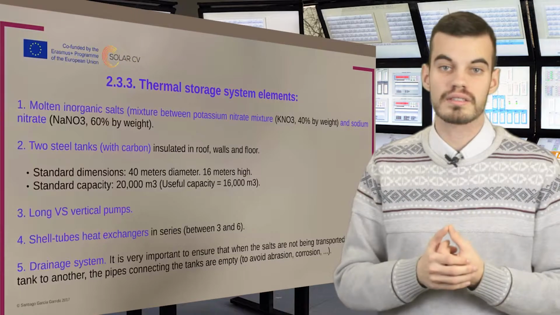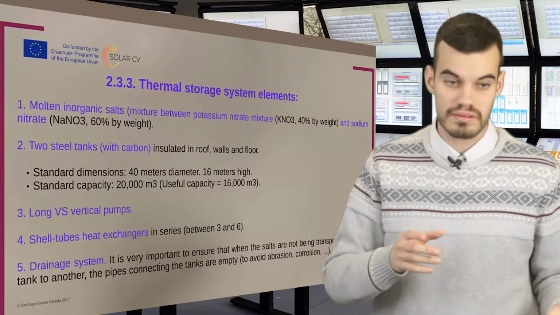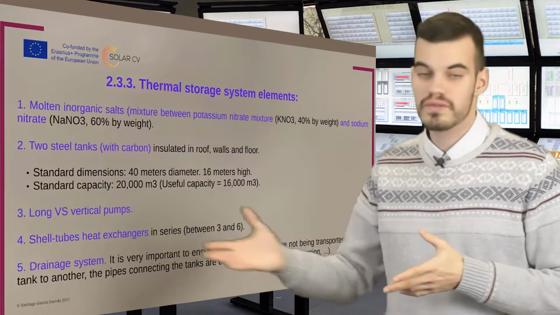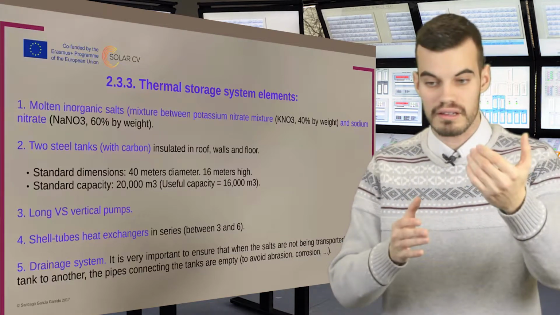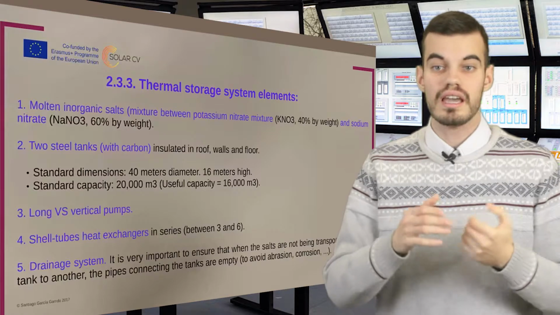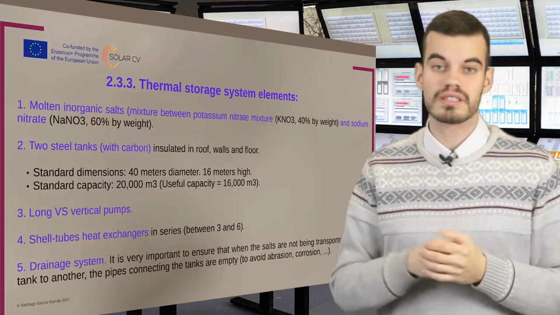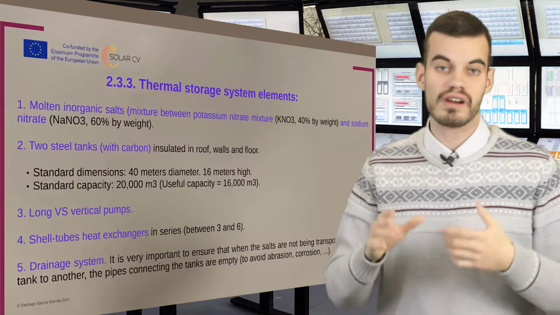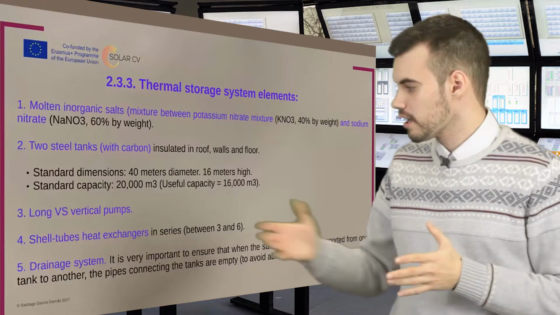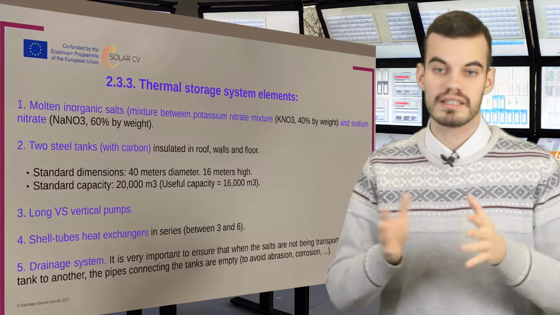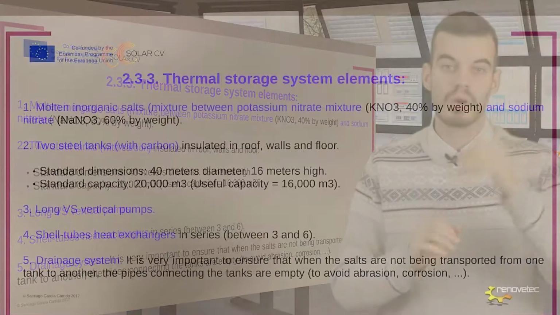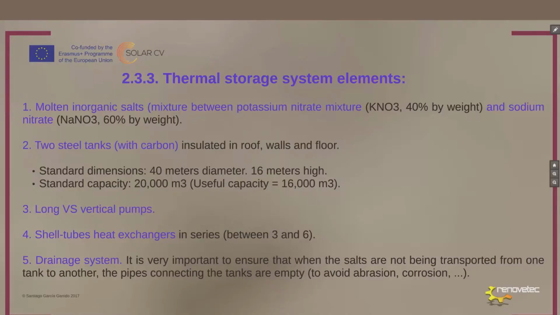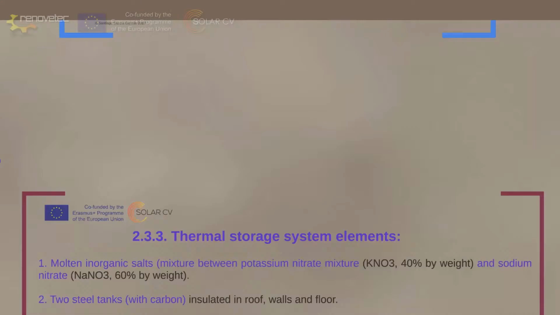Long VS vertical pumps, which are going to drive these salts from the cold tank to the hot tank. Shell and tube heat exchangers, which are going to receive this heat and, at the end of this process, send this heat to another fluid. And finally, a drainage system, which is very useful, because it is very important to ensure that these salts are not in the pipes when the process is not running, because we have to avoid jams in the pipes.